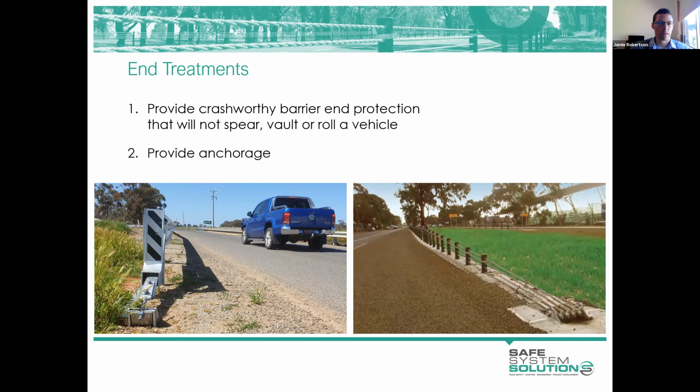It also needs to anchor the system to the ground. So especially in the case of the two systems that you can see there, they're tension-based systems. They rely on the system being anchored at either end. They primarily operate by the tension developed within the system, within the rail or the wire rope cables.